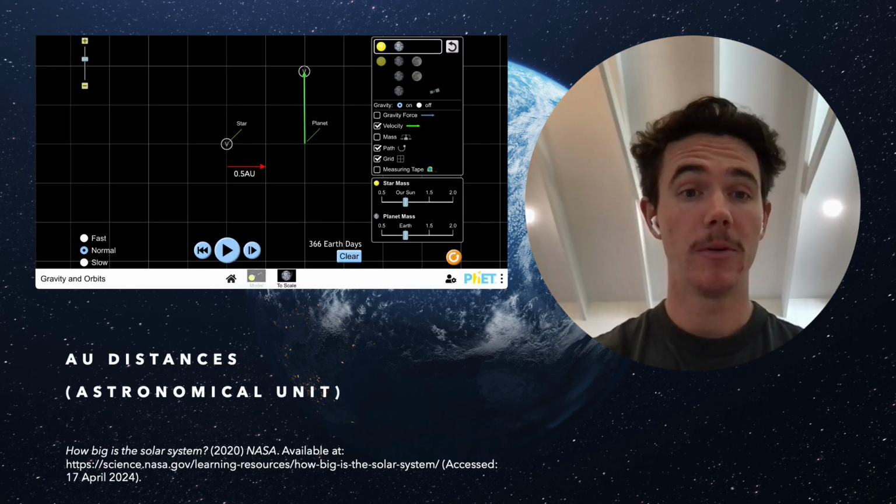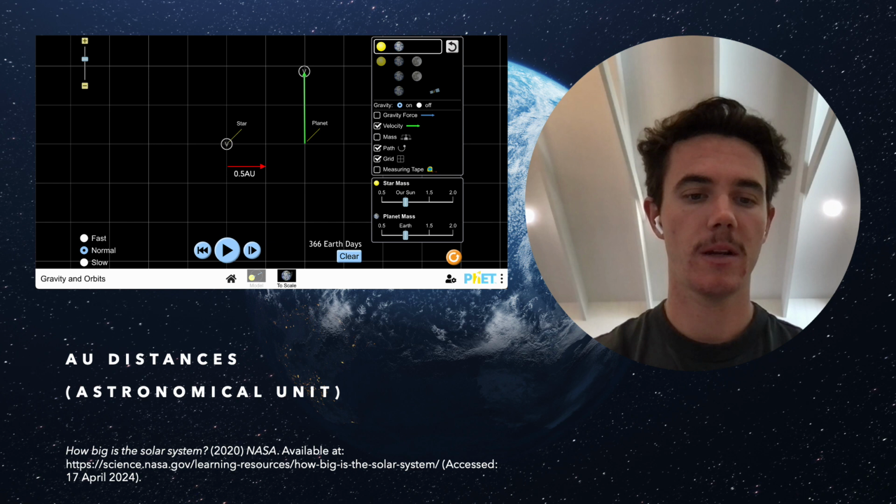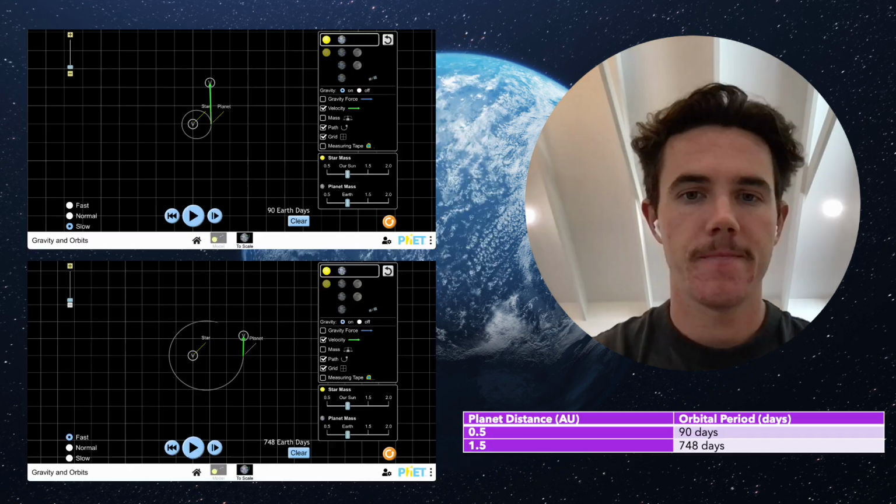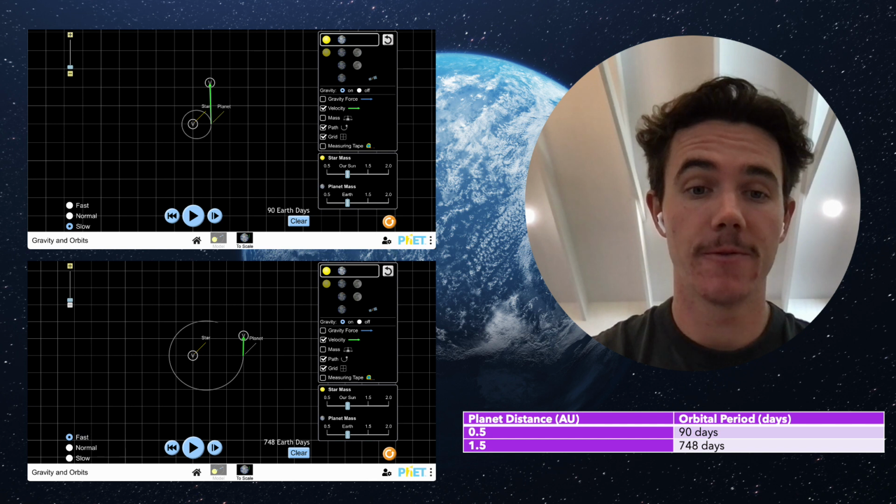Now for our next example, we'll be measuring the distance in astronomical units between a star and a planet in this example. Now, the distance to the Sun from the Earth is 1 AU, or astronomical unit, according to NASA. Using the grid lines as reference to our Sun-Earth simulation, that would mean that the distance of one grid box is 0.5 AU, half of 1 AU. Now, you can see from these examples here, first what I have done is I have reduced the distance to 0.5 AU, which has completed an orbital period of 90 days.